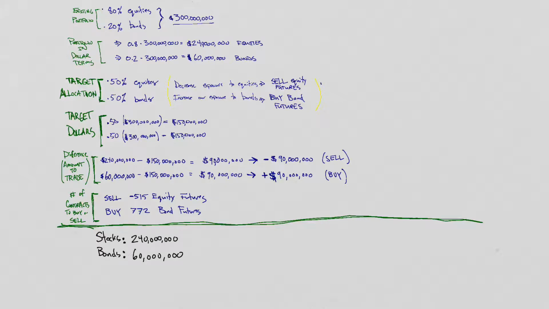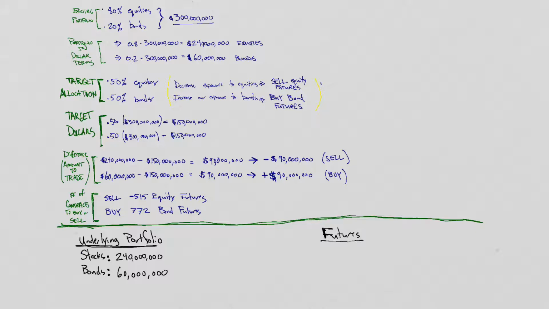So with our underlying portfolio, we have $240 million in equities, $60 million in bonds. That's our underlying portfolio, and that hasn't changed throughout all of this. We have this, plus we have futures. We'll have some profit or loss on the futures positions that we took.